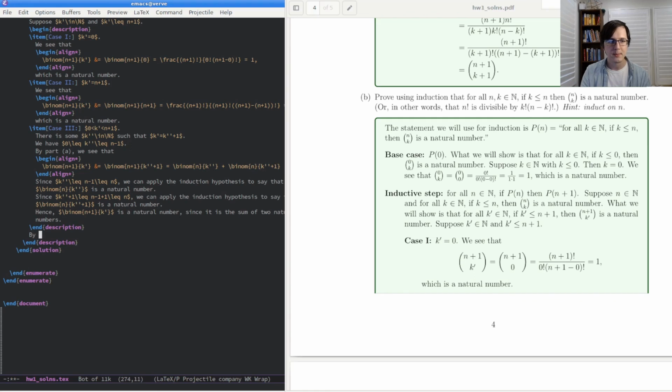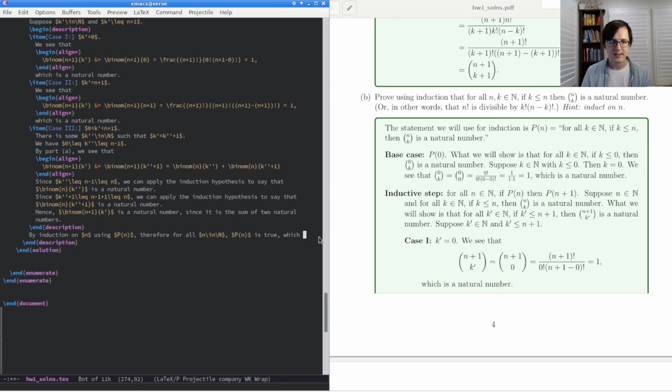Okay, so by induction on n, using Pn, we therefore, how do I want to say this? Maybe for all n in the natural numbers, P of n is true, which is what we wanted to show.